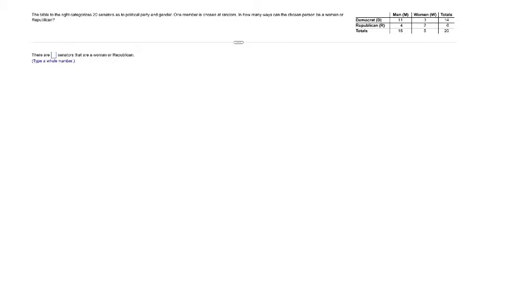So in this problem, we are given a chart which categorizes a number of 20 senators according to political party and gender. Now we want to choose one member at random, and what we want to know is how many ways can the chosen person be a woman or a Republican.